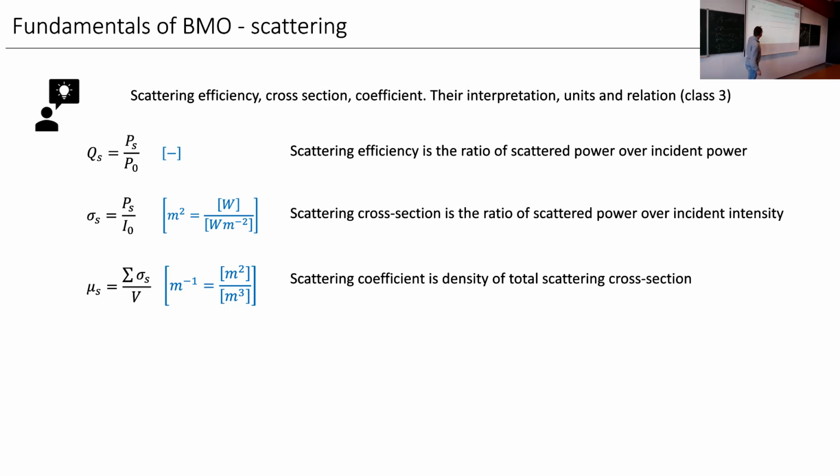But if the particles are different, you can still calculate the scattering cross section, but then you would add the cross sections of the individual particles.